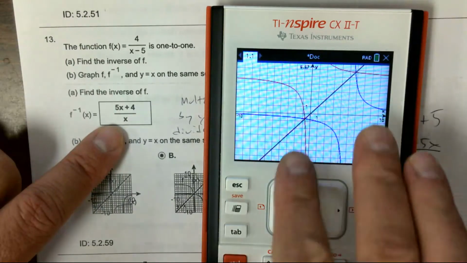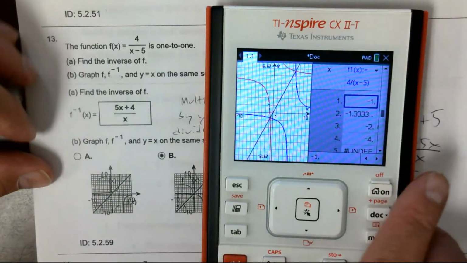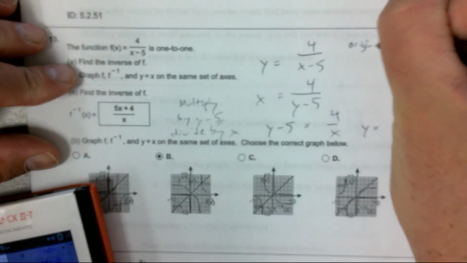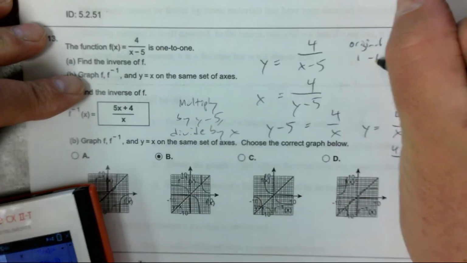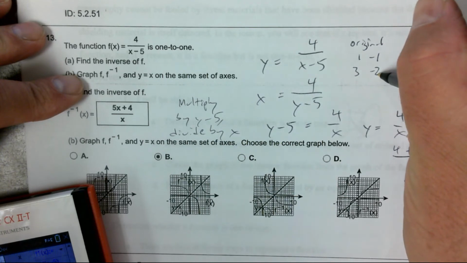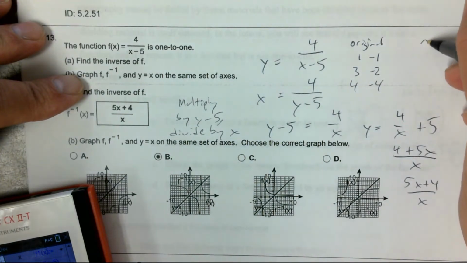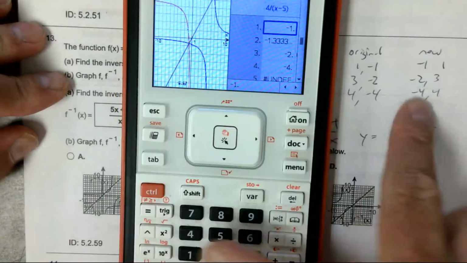Now, if it's pretty unclear here, what you can do is you can look at your table and jot a few ordered pairs. So on your original, I notice I go 1, -1, 3, -2, and 4, -4. And so on my new one, it should be -1, 1, -2, 3, and -4, 4. And so let's verify that.